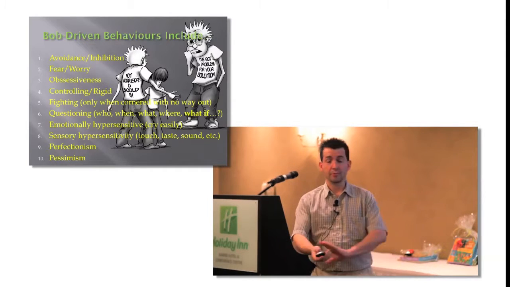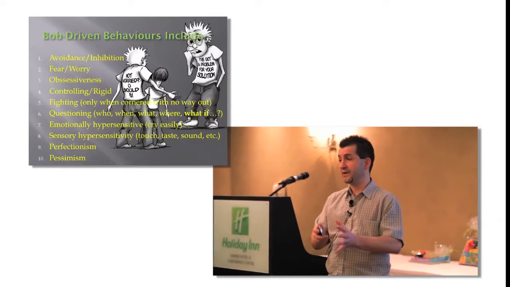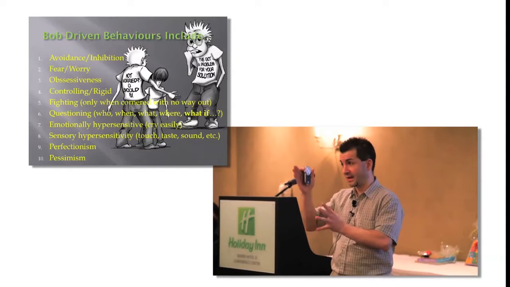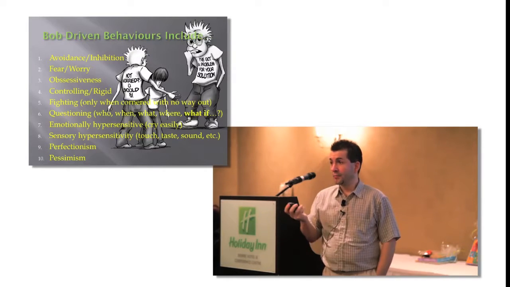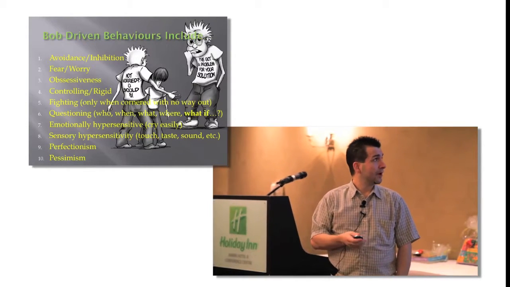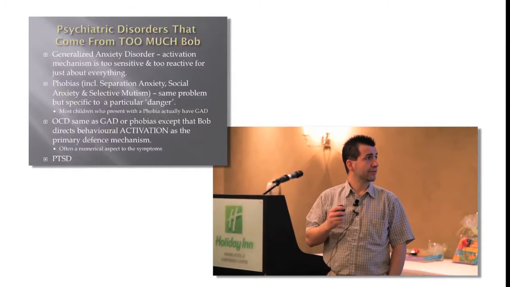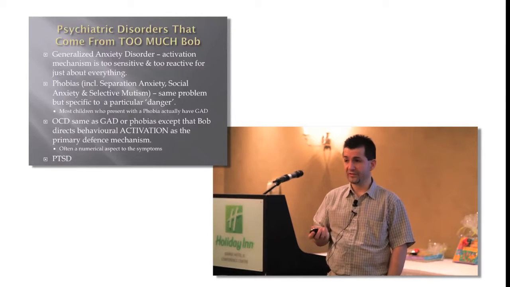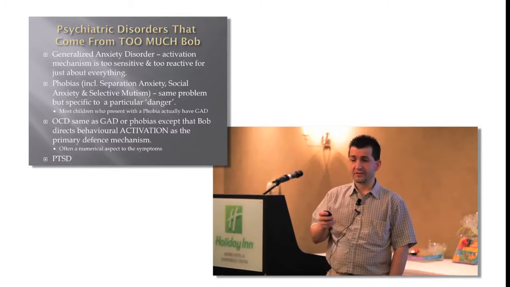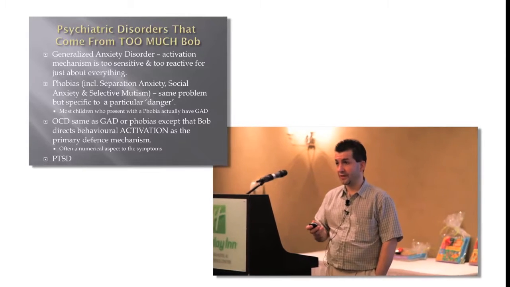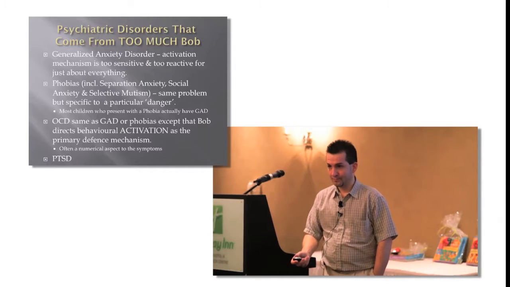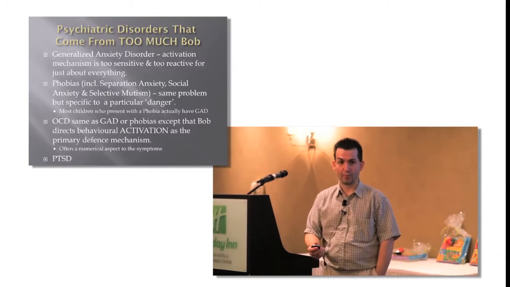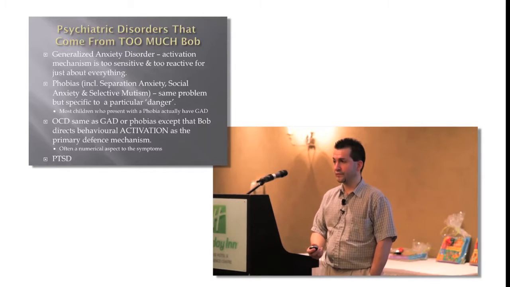The labels that are associated with Bob, where it meets a certain criteria cut off where it's causing problems, and it's happening all the time, so it meets those core criteria, are things like generalized anxiety disorder, specific phobias, OCD. OCD is a slight variation on the theme in that most of the time what Bob tells you to do is don't. Bob is an inhibitory control by and large. Bob shuts you down and stops you from doing something that could be bad.